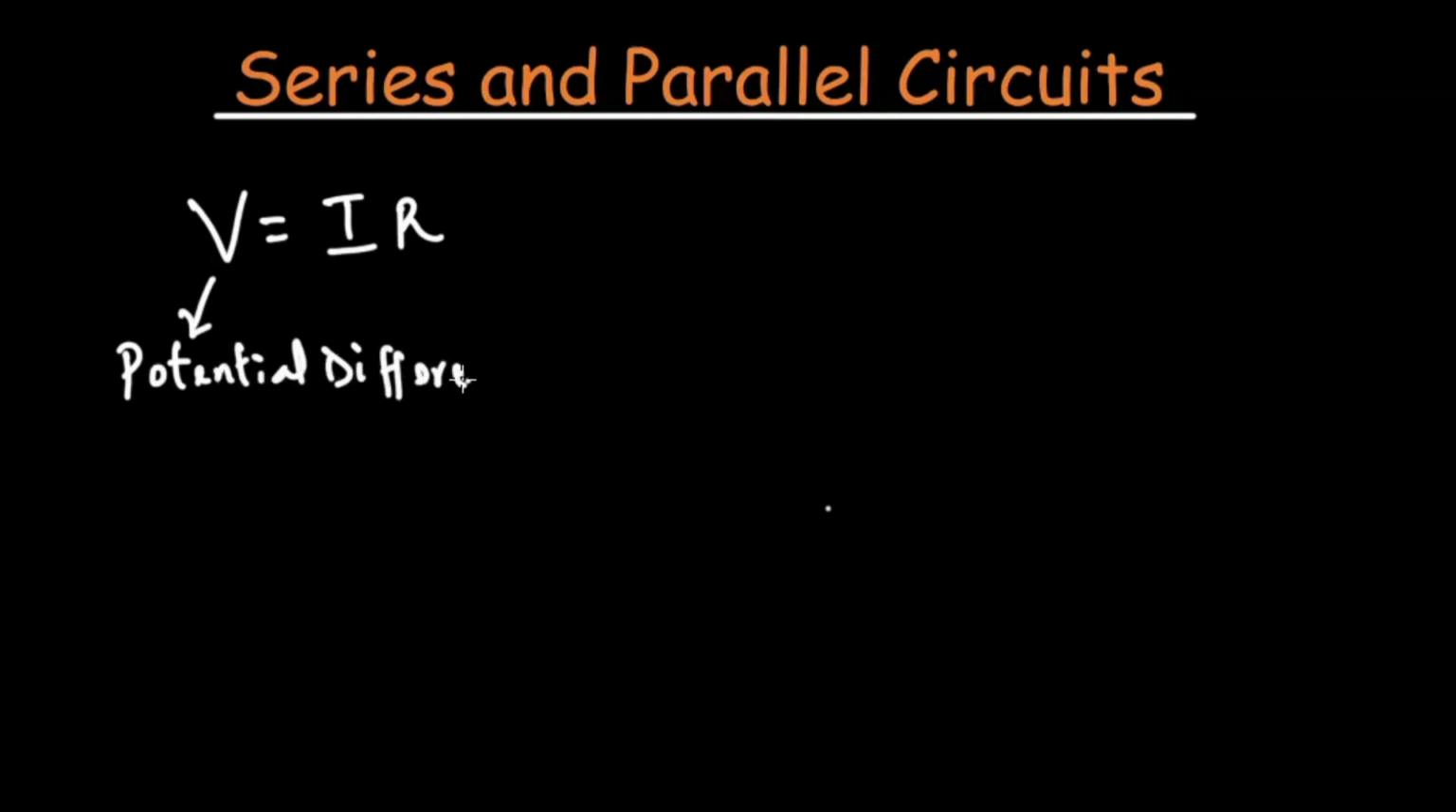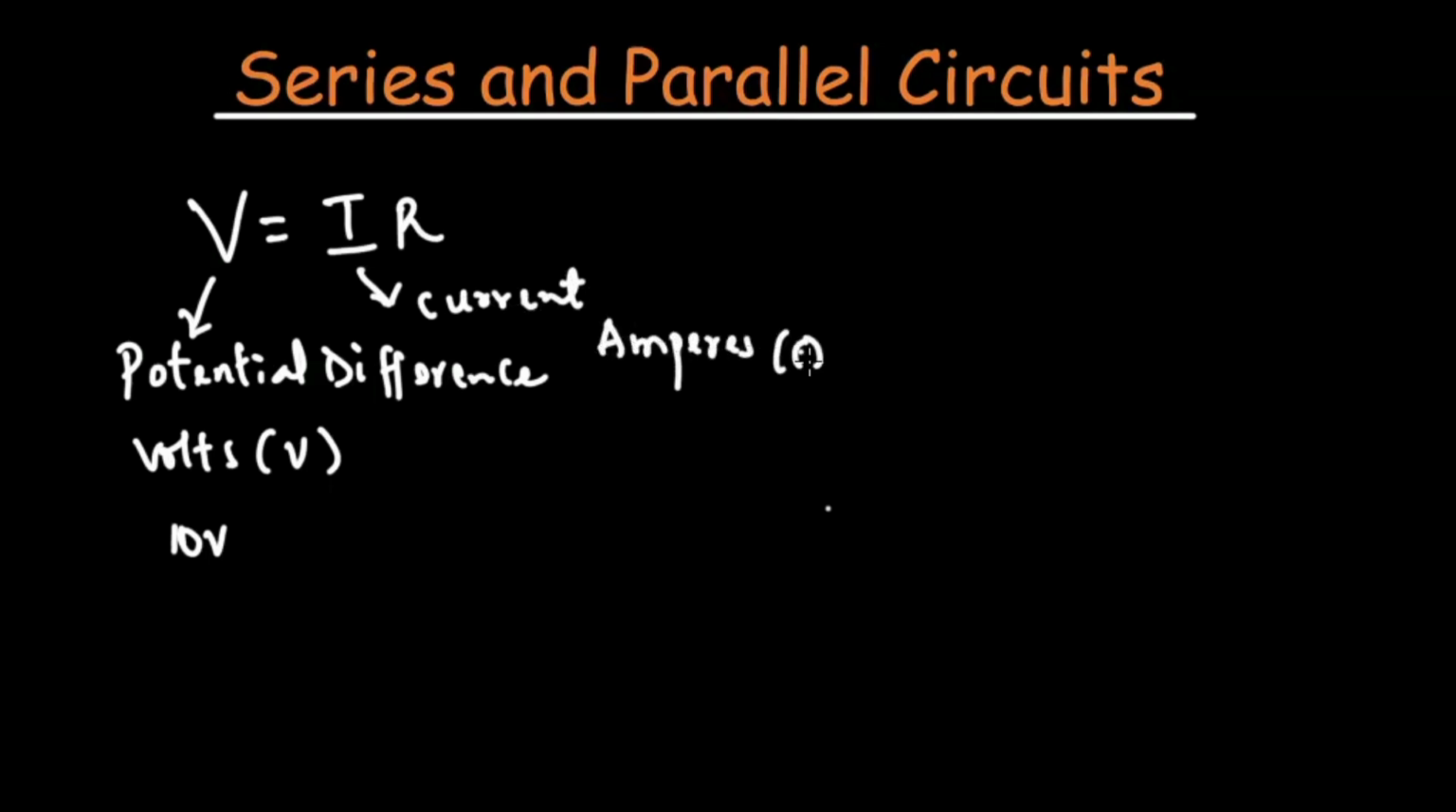Now, to start from the basics, it is important for us to know this formula that says that V is equal to IR, where V stands for your potential difference or your voltage, and the unit of potential difference is volts, and we represent that with the letter V. So when you have a potential difference of 10 volts, you write it as 10 V. And I stands for current. Your current has a unit called amperes, and we represent that with A.